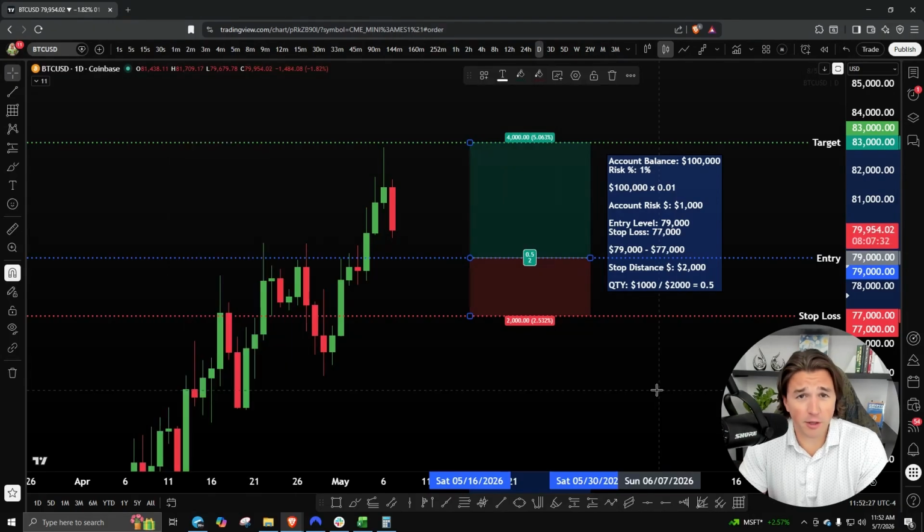So folks, that is how you size your positions accordingly using TradingView tools to calculate them for you. You can imagine you can do the same thing for shorting or selling the market, and you can use it on any other instrument, not just Bitcoin.